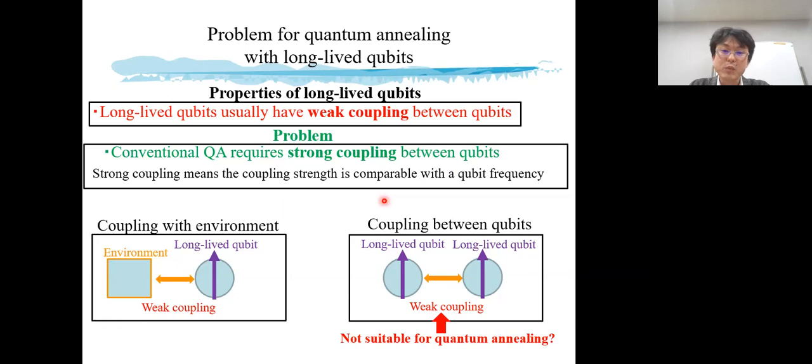For example, when we consider the quantum annealing, we would consider the magnetic field, Zeeman energy for the z direction. Also, we consider Ising type interaction, J_ij. And for the quantum annealing, J_ij and Zeeman energy should be comparable. So it means ultra strong coupling is required. However, usually such an ultra strong coupling regime is very difficult to realize by using long-lived qubits. So this is the reason why it's very difficult to use long-lived qubits for the quantum annealing.